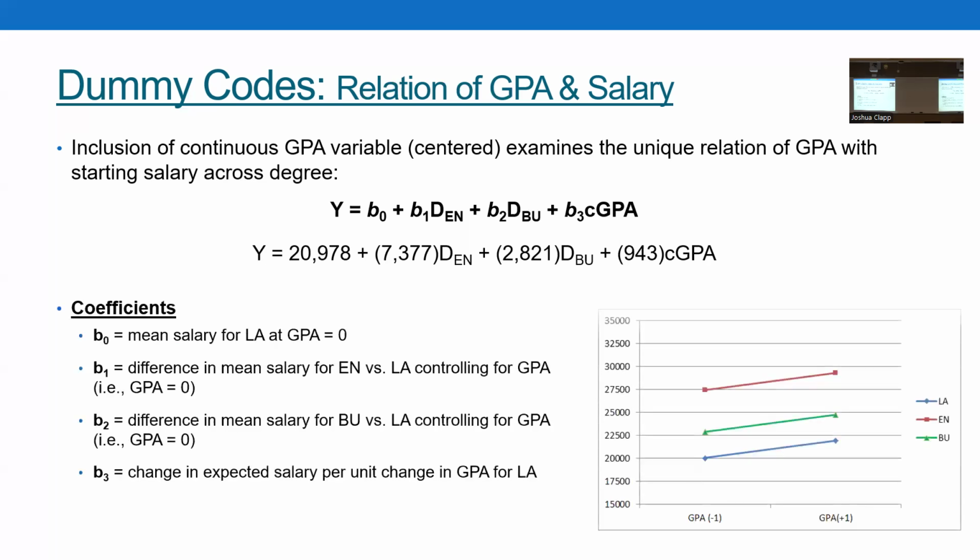And so again, if we plot this out, here we've got GPA and we go a standard deviation below and above. We've got the mean salary for liberal arts at average GPA, or at 0. This is the difference, and then B3 here is the expected change in salary per unit GPA for liberal arts. But then if we plot this out for engineering and business, right? What are we noticing about the relation between GPA and starting salary across these different majors?